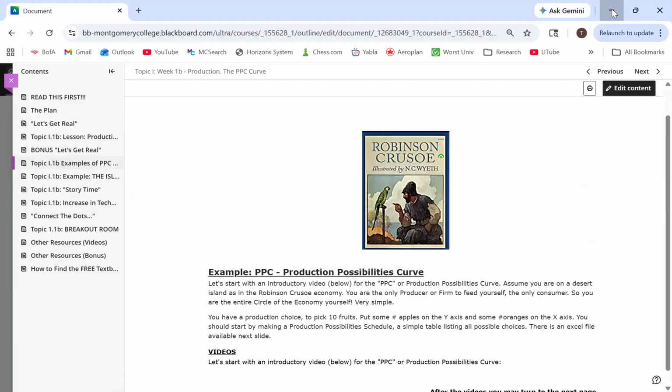8 apples is 2 oranges. That equals 10. 7 apples is 3 oranges. That equals 10. 6, 5, 4, 3, 2, 1, 0. So basically, you can only pick 10. So the more apples you have, the less oranges you have. The more oranges you have, the less apples you have. That's called a trade-off.